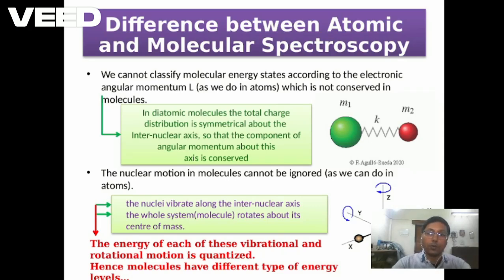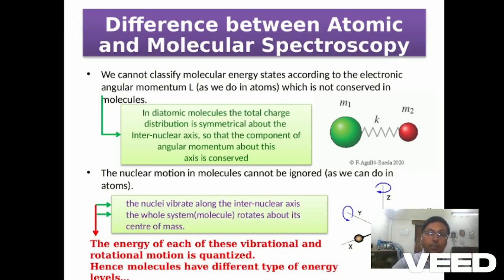So let us suppose that we take a simple example of a diatomic molecule. The total charge distribution in a diatomic molecule is symmetrical about the internuclear axis. So the component of angular momentum along this axis is actually conserved, and we have to classify our molecular energy states according to this component.